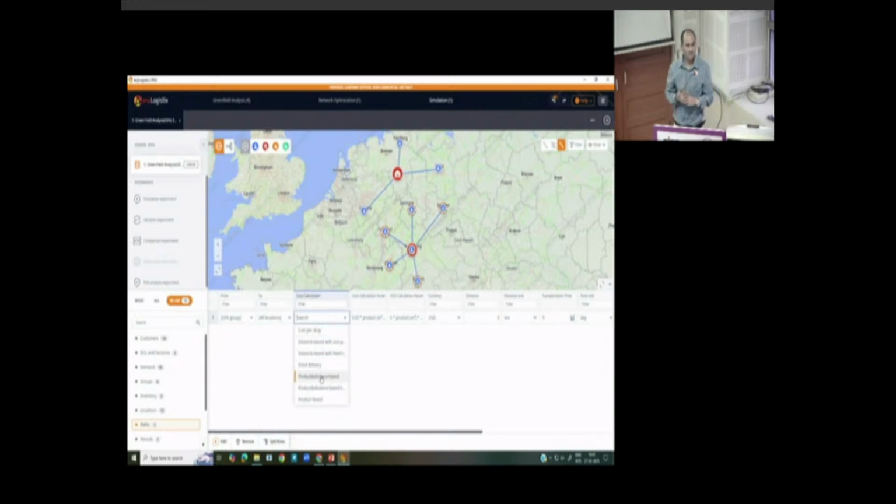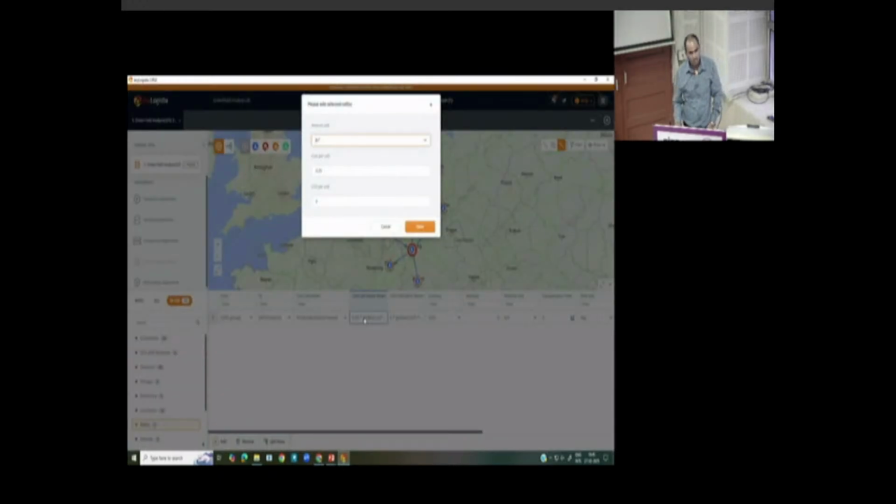Product and distance based. Tell me, how do you calculate the transportation cost? What does it mean, products and distance based? Based on the distance. Okay. But what does it mean, this product and distance based? So we are considering product and distance. Okay. And then you are saying cost calculation 0.05. What does it mean? How do you interpret this 0.05? Tell me. 0.05 USD per what?